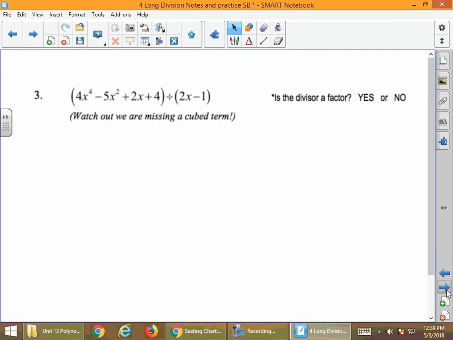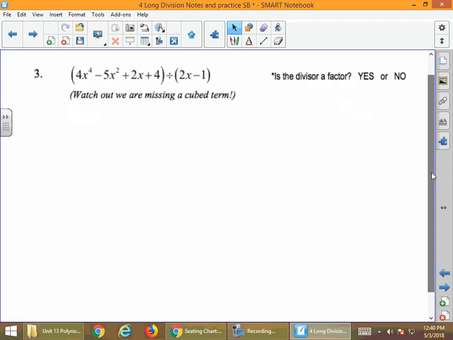Last one. 4x to the fourth minus 5x squared plus 2x plus 4 divided by 2x minus 1. We need to watch out because we're missing a cubed term. We still need to answer that same kind of question. Is the divisor, which in this case is the 2x minus 1, is that a factor? And we'll know when we actually do the division.